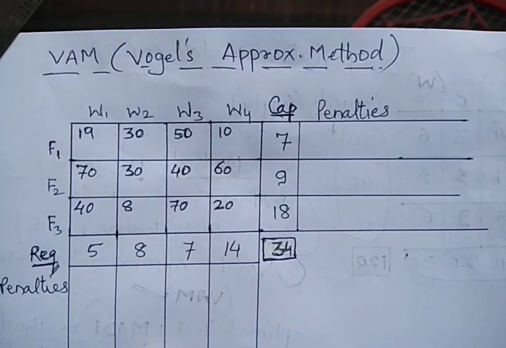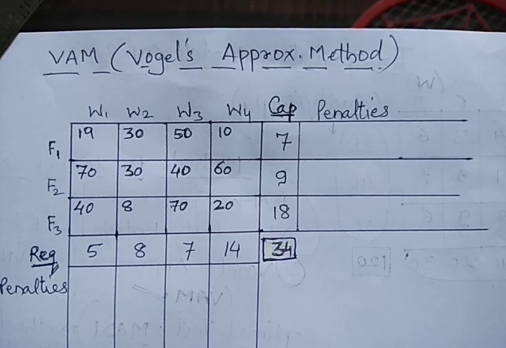So today's lecture is about the next method of the transportation model, Vogel's approximation method, the VAM method. The first two problems I have already solved using the northwest corner method and the least cost entry method. The same numerical is solved by Vogel's approximation method.